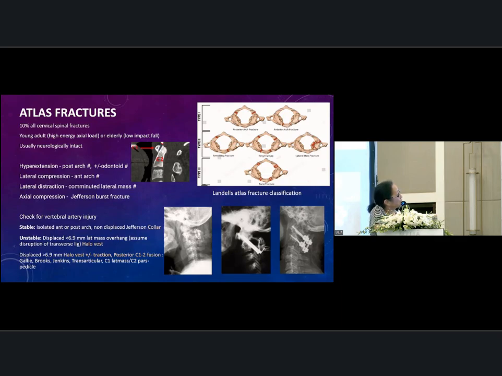A lateral compression usually results in an anterior fracture. Comminuted lateral mass can lead from lateral distraction injuries, and axial compression injuries can lead to Jefferson burst fractures. So in these situations, when there's a fracture, always check for the vertebral artery, given the proximity of it to the bone.